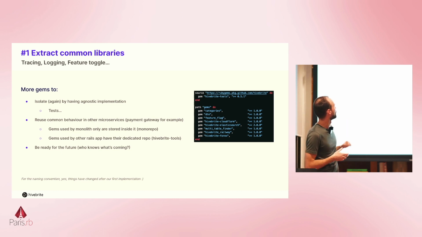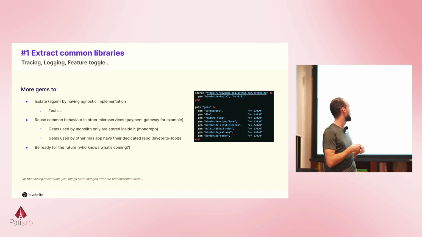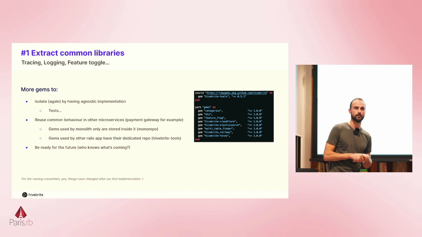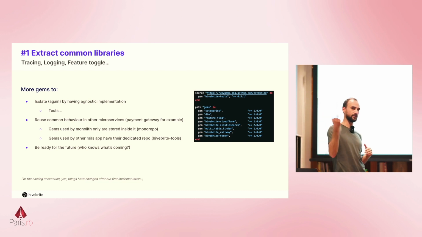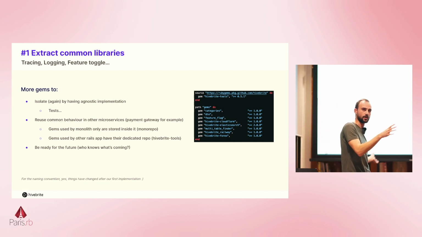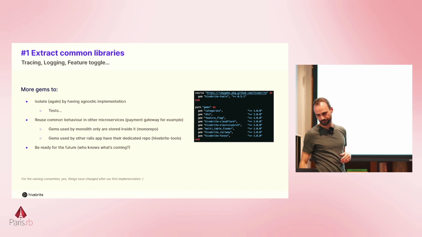But we have a gem, also this is the first one, which is Hivebrite tools, which has some tracing modules, logging modules, everything running on top of Datadog, for example. So it's completely agnostic. If tomorrow we change our provider to something different than Datadog, we won't have to change everything in our code, just update the implementation behind the tracer in our code.